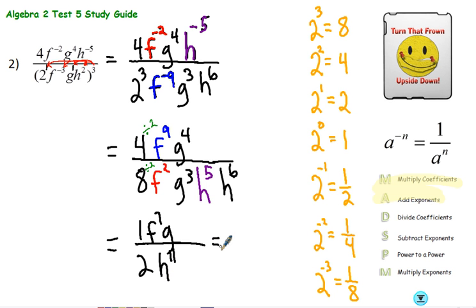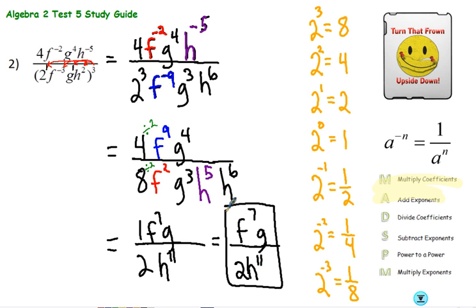Now if we were to clean this up, you probably wouldn't see the 1, so what you'd probably see would be f to the 7 g, and then on the bottom, you'd have 2 times h to the 11th power. So again, on those negative exponents, you just have to turn the frown upside down. All right, so pause the video now and try number 2 on the right side.